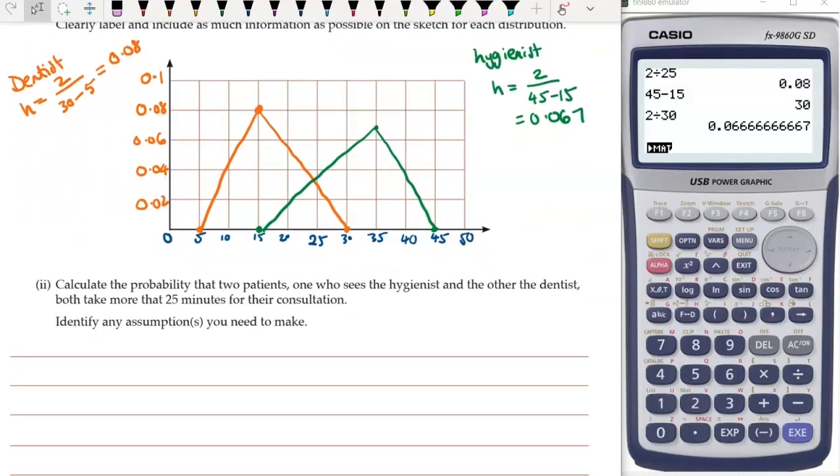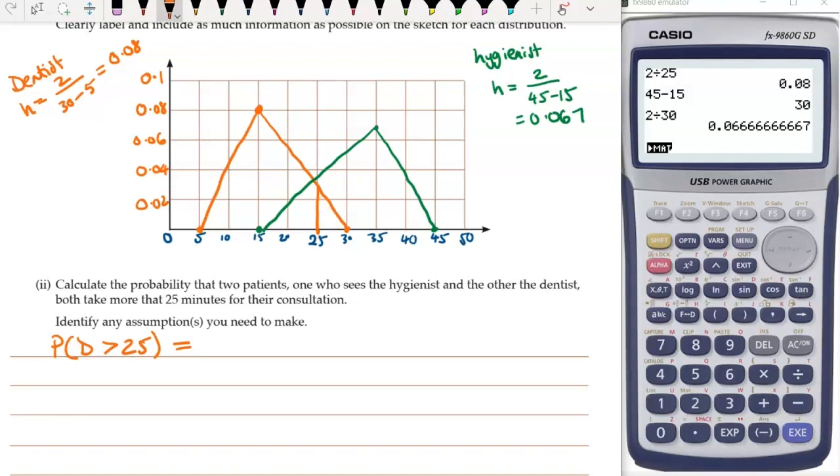Okay, now calculate the probability that two patients, one that sees the hygienist and the other the dentist, both take more than 25 minutes. Okay, so if we start with the dentist, the probability that that patient takes more than 25. In fact, just to be clear, let's call it D for dentist instead of the X. We need to have a look at that triangle situation. So here is the 25, and we need the area of this triangle.